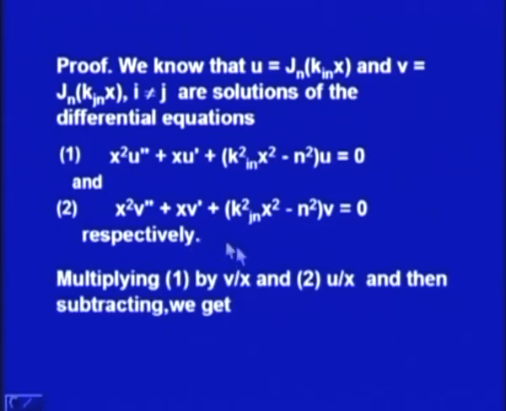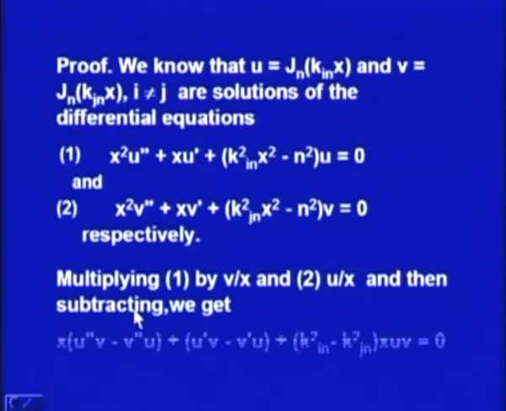Now, let us multiply equation 1 by v over x and equation 2 by u over x and then subtract. We shall get x times (u'' v - v'' u) + (u' v - v' u) + (k_I n² - k_G n²) x u v = 0.